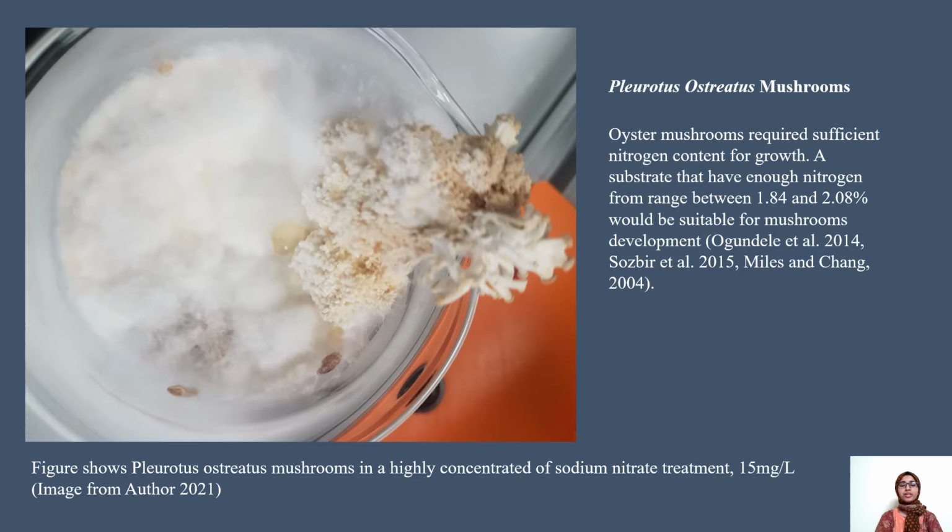Therefore, oyster mushrooms are being used, and according to Agandal 2014, Salzberg 2015, Miles and Chang 2004 studies, oyster mushrooms require nitrogen between 1.84 to 2.08% range in their cultivation process. So the nitrogen that is in excess in this environment would be useful for mushroom development.